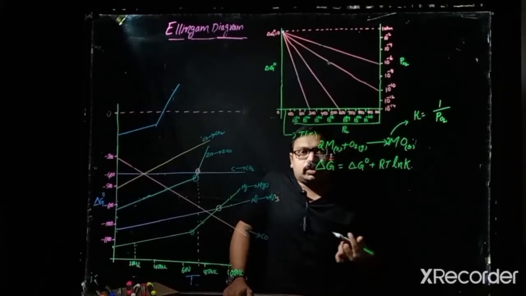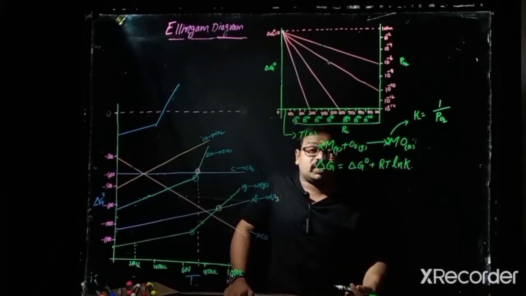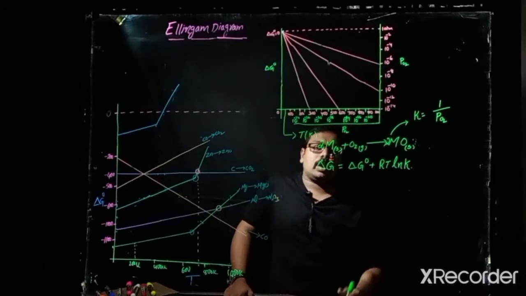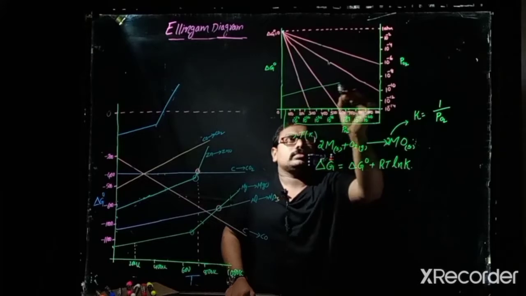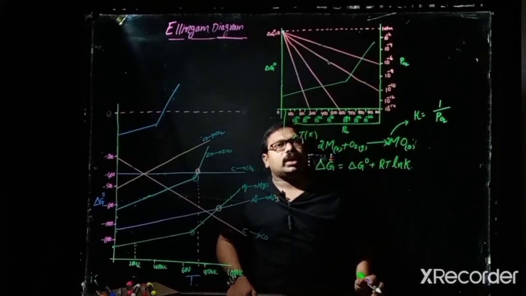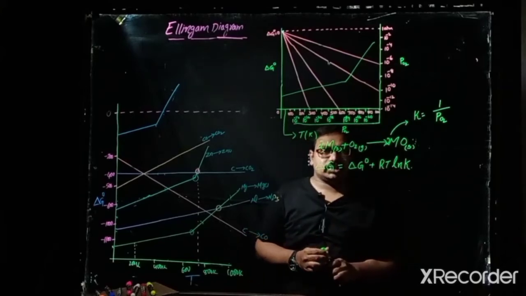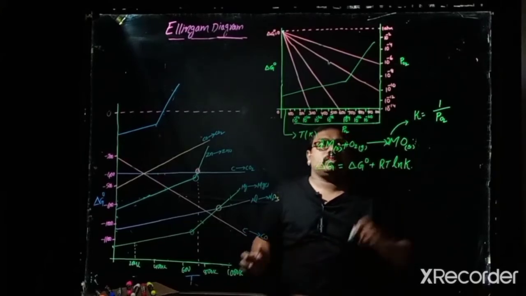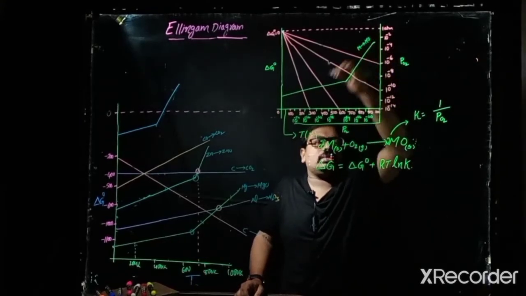Suppose I want to find the equilibrium partial pressure of oxygen for some other metal oxidation. This is called some unknown metal oxidation curve, where the metal is changing into the metallic oxide.